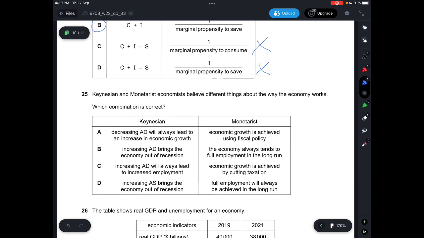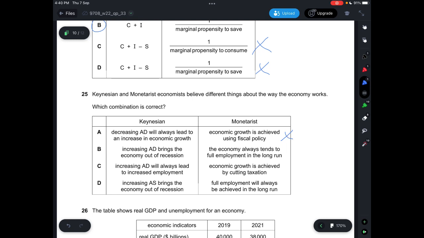Question 25. Keynesian and monetarist economists believe different things about the way the economy works. Which combination is correct? Keynesians mostly focus on government intervention. So A says decreasing AD will always lead to an increase in economic growth. Not exactly correct. And for monetarists, economic growth is achieved using fiscal policy. Monetarists don't believe in using fiscal policy. So A is not correct.